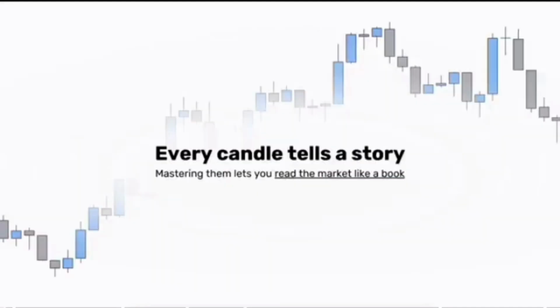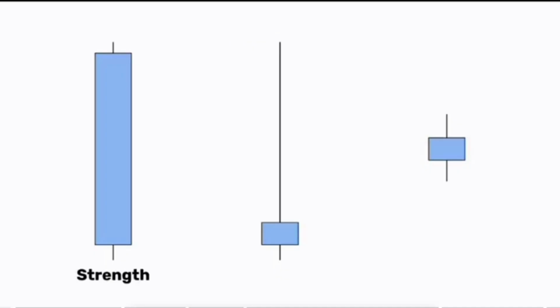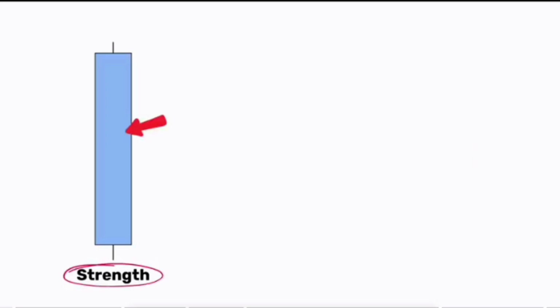Every candlestick tells you a story, and mastering them lets you read the market like a book. That's exactly what's going to happen in this class. Pretty much no candle will print the same as the previous. They're all going to be different in some way. But there are only really 3 types of candlestick. And when you understand this and understand what each one is, you have a much better understanding of the market. So the 3 types of candlestick are strength candles, control shift candles, and indecision candles. We're going to start by going through the strength candle.